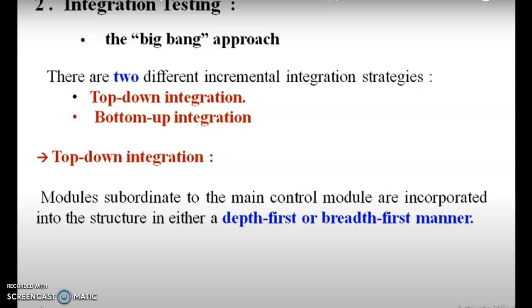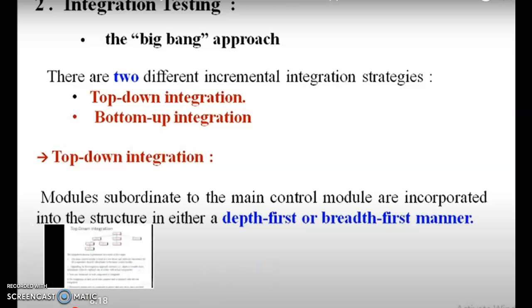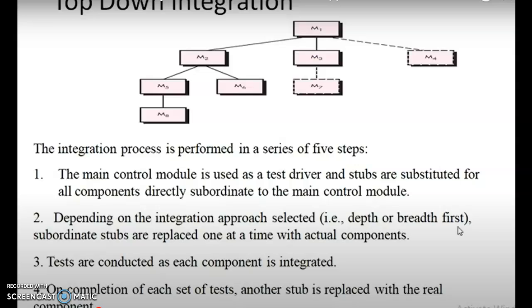First of all, the top down integration. As the name indicates, it is tested from the top to the bottom, which is called top down integration testing. Here two methods are used for this integration testing, that is depth first or breadth first manner. These are the two methods used in the integration testing process. How this top down integration occurs is shown in this figure. M1, M2, M3, M4, M5, M6 up to M8 are the different modules used in this software.